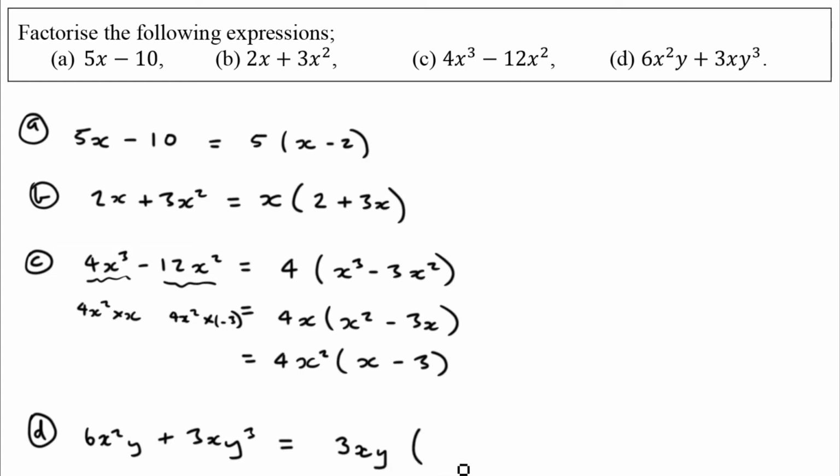What would that leave us with? In the first piece we would have 2x. In the second piece we would have y squared. If you're not sure of this, just re-expand and check that you've got it right. If we did multiply the 3xy by 2x, we would have 6, 2 times 3, x squared, x times x, y, there's only one y, and indeed the first piece is 6x squared y. The second piece would be 3xy times y squared, that would be 3xy cubed, and that is the second piece.